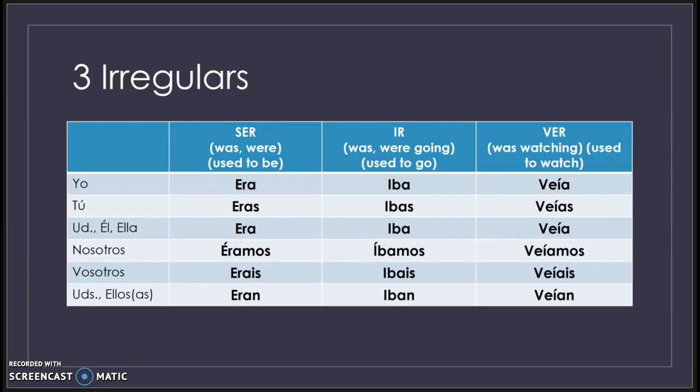Now remember, the iba, ibas, iba is for the verb ir, which means was or were going or used to go. This is not for any IR verb. IR verbs have their endings. We already learned those. Iba, ibas, iba is specific to one verb alone.